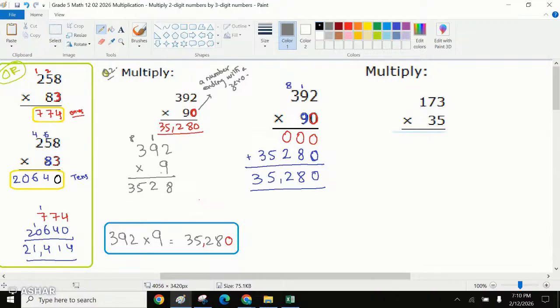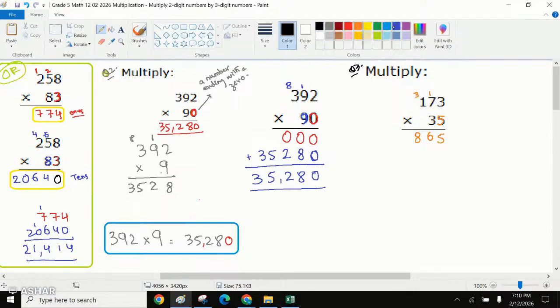This is our question number 3. In this case, what we have to do is multiply 173 by 35. So when the units of a 2-digit number is multiplied, 5 times 3 is 15. We carry the 1 to the tens. 5 times 7 is 35. Plus 1 is 36. We carry the 3 to the hundreds. 5 times 1 is 5. Plus 3 is 8.